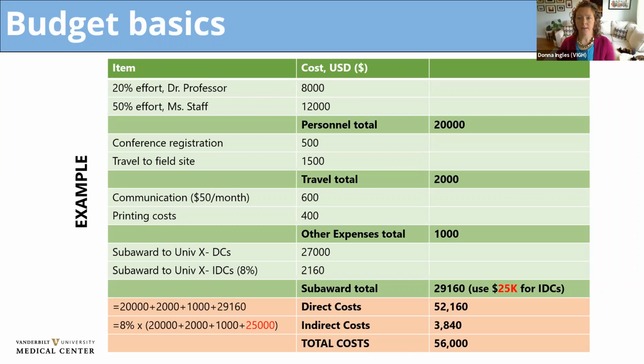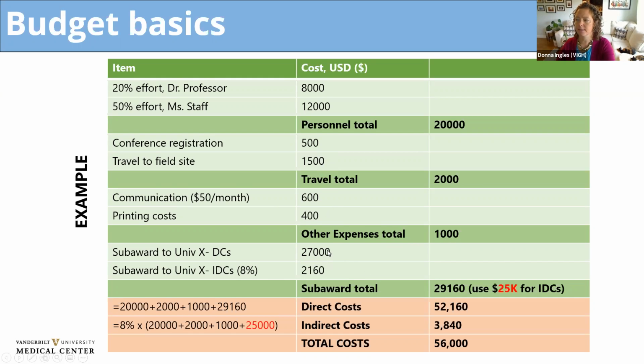So you can see here that the institution is charging percent effort for a faculty member and a staff member. And remember that all of the budgets that you create are based on annual costs, unless the funding opportunity says otherwise. So when you calculate effort or something that recurs monthly, you should still include them as a total for the year. So we have effort for a professor and a staff member, funding for them to go to a conference and travel to the field site for this imaginary project. Communication and printing costs, you can see, come under other expenses.